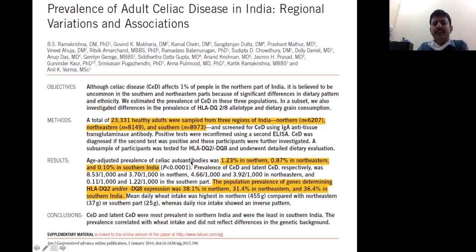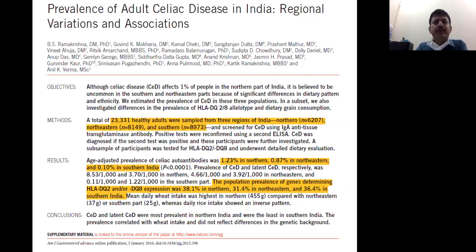But an interesting observation in the study was about HLA DQ2/8, the HLA which predisposes. Most patients with celiac will have HLA DQ2 or 8. When they looked at it, it was present in 38% in North India, 31% in Northeast, and 36% in South India. So what it tells us is that even in South India, HLA DQ8 has almost the same frequency. It's essentially the dietary pattern which is protecting the people in South India from celiac disease.